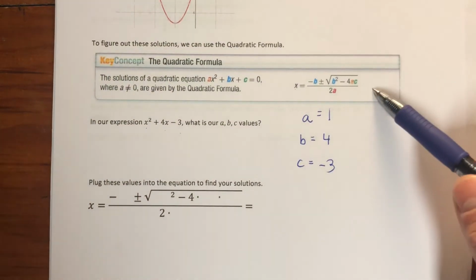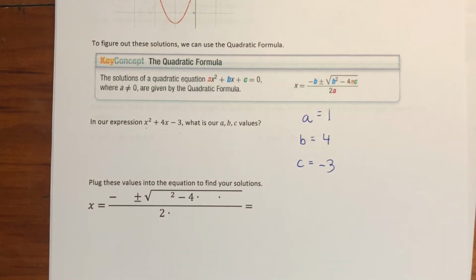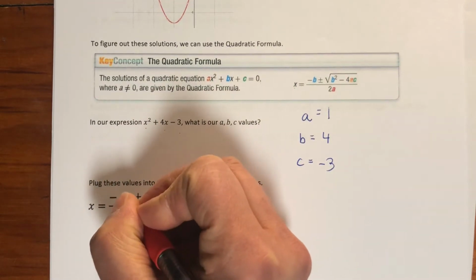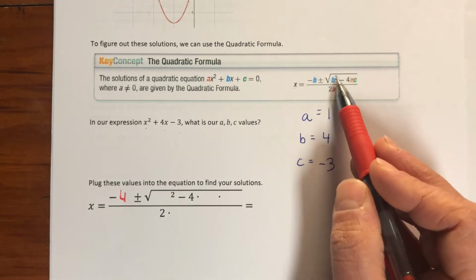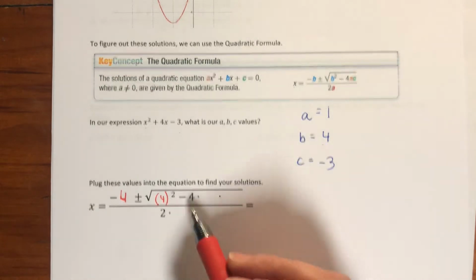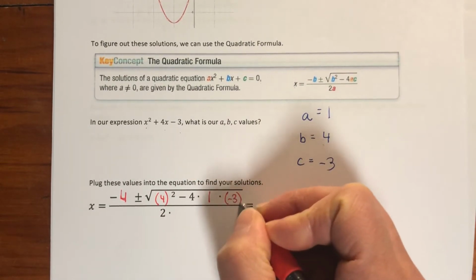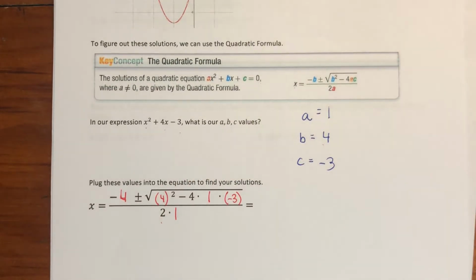So for this example, we have a setup. And again, I'm going to be writing this every single time. In the formula, we have a negative, and then I know that b is 4, so I am going to plug in 4 right in here. That's my b. Then in the formula, it's b squared, so it's 4 squared, minus 4 times a, again, times c, which is -3, divided by 2 times a, which is 1. Plug in those numbers and then do not make any mistakes with calculations.